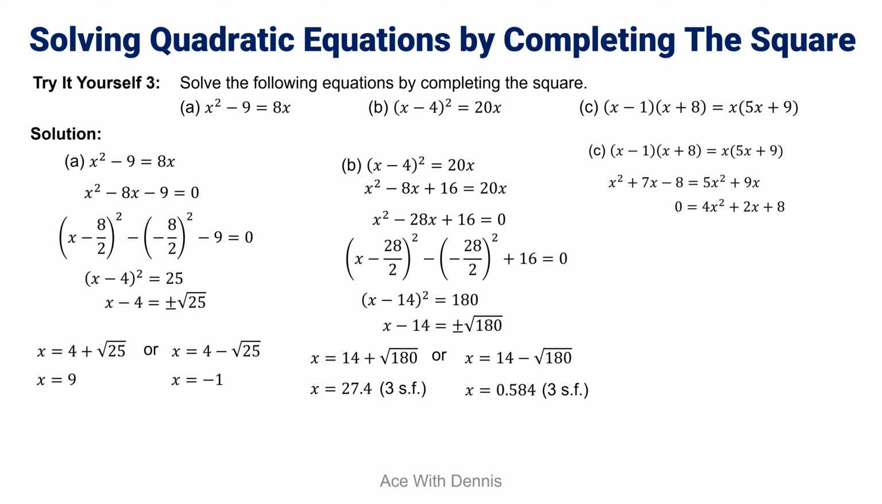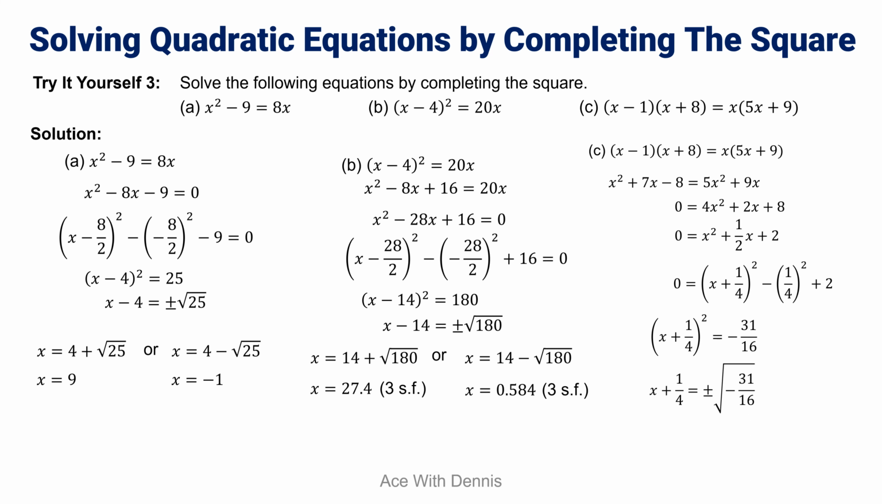Now I check the coefficient of x². So for this case, it is not 1, but it's 4. So what I have to do is divide by 4 for both sides, the left hand side and the right hand side. And the equation will become 0 = x² + (1/2)x + 2. So now the coefficient of x² is 1. We can just apply the completing the square formula, which the equation will become 0 = (x + 1/4)² - (1/4)² + 2. Then simplify this equation. It becomes (x + 1/4)² = -31/16.